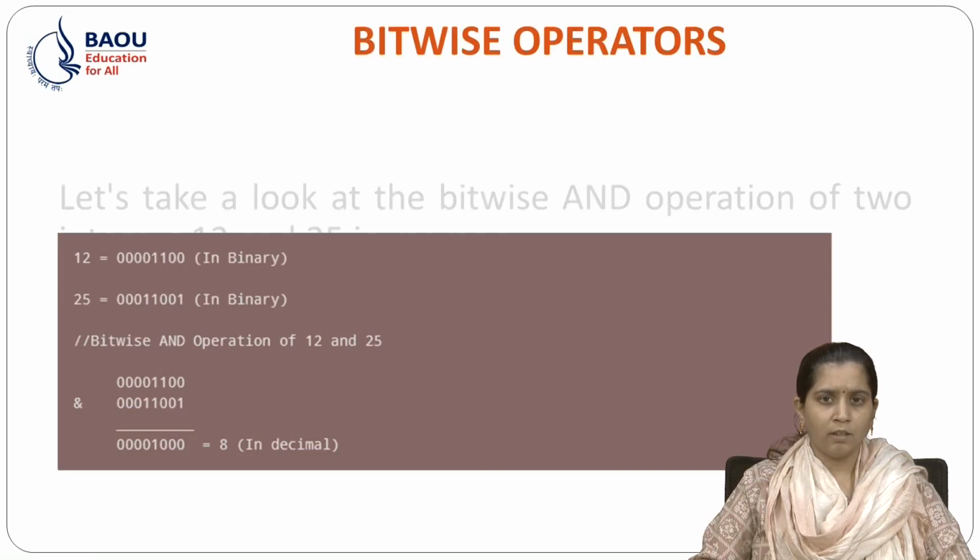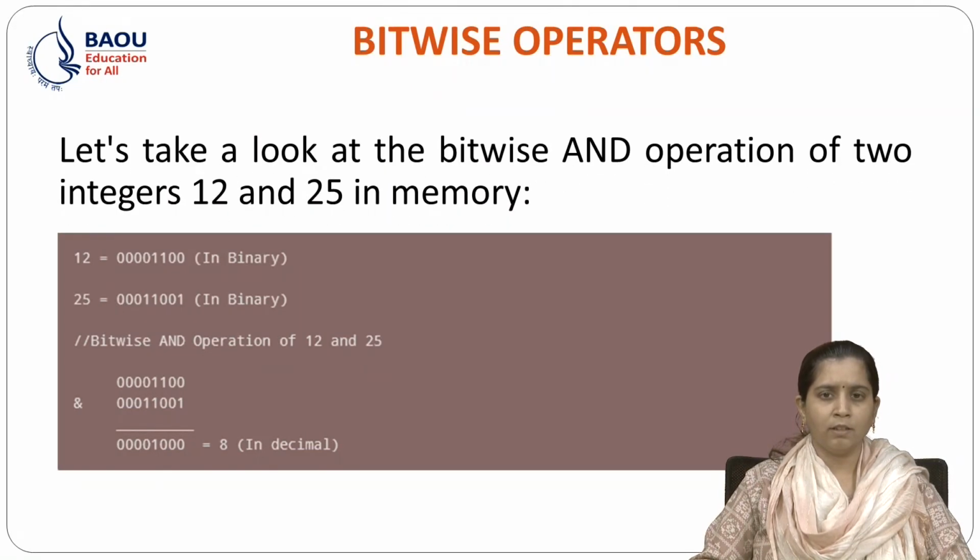So this is how bitwise operators work in the compiler. In the compiler, 12 is equal to 0 0 0 0 1 1 0 0 in binary, and 25 is equal to 0 0 0 1 1 0 0 1 in binary. So when I do the AND operation on these, then what I will get is 8 in decimal.